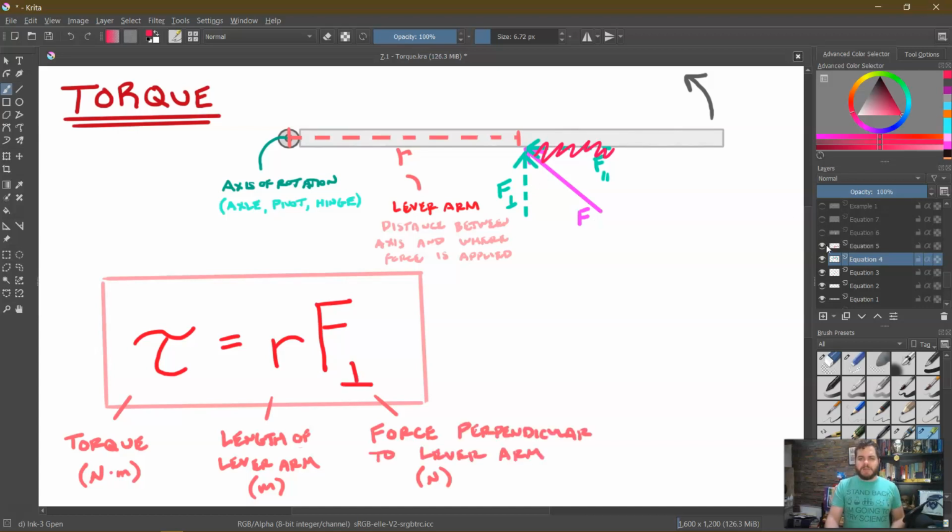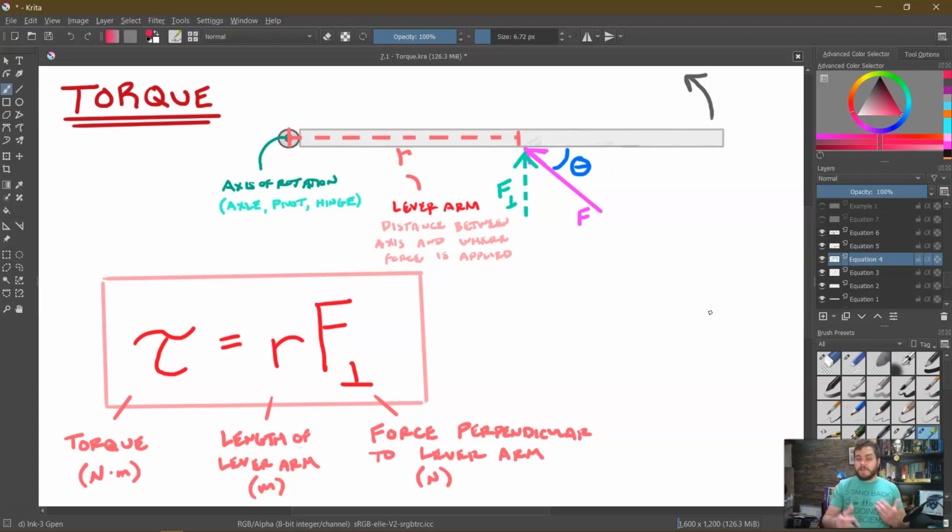And so we actually need to change this a little bit. We need to put F with this symbol for perpendicular, because this is really the force perpendicular to the lever arm. It doesn't matter how hard I push. If it's not perpendicular, the object is not going to rotate and the torque will not be properly applied.